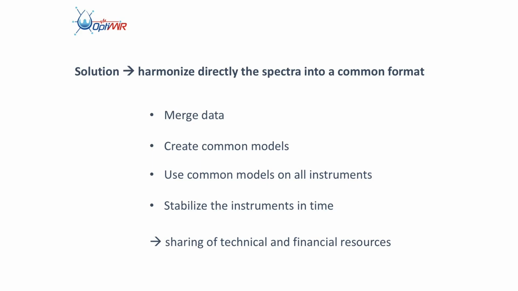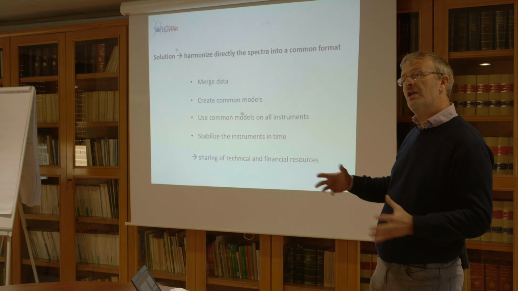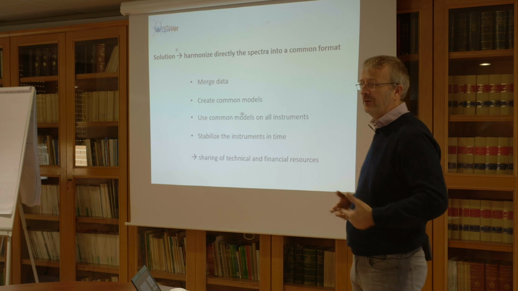That's why we found another solution that we called standardization. It was done during a project called MIR. And in this project, we don't want to calibrate and to change by bias and slope corrections. But what we've done is directly harmonize the spectra in a common format. By using this method, we are able to merge data, to create common models, to use these models on all the instruments, to stabilize the instruments in time, and also we are able to share technical and financial resources, because when you want to measure, for example, the methane, it's very expensive to measure by reference analysis, and by sharing this data, you decrease your cost.